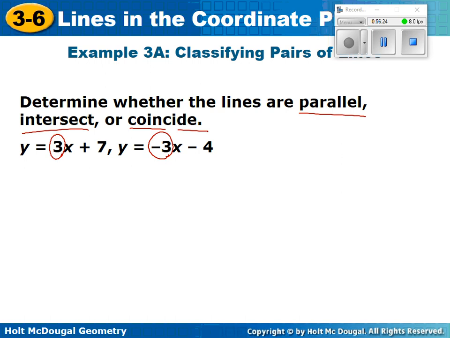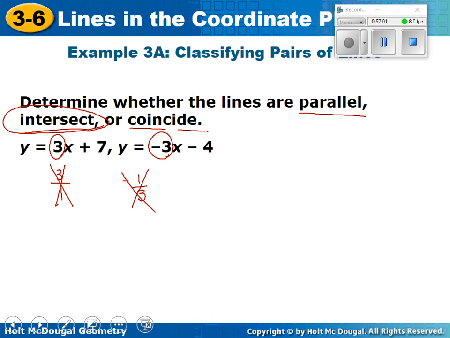Are they opposite reciprocals? No. If I take 3 and make it a fraction, that's 3 over what? 1. If I flip it, it should be what? Negative 1 over 3. Is that negative 1 over 3? No. So these are not parallel, and if they don't have the same slope, then they're definitely not coinciding. So they are intersecting. And they're not perpendicular, even though it didn't ask about that. I just wanted to make sure that you realize they were not perpendicular.